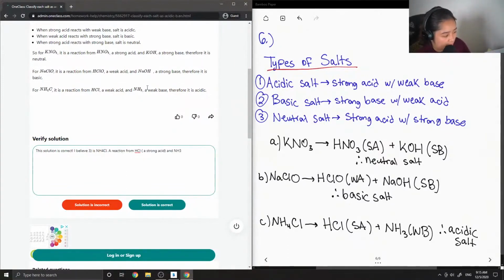I'm just going to clarify that it probably is ammonium chloride, formed from HCl, a strong acid, and NH3, a weak base. Therefore, it is acidic.